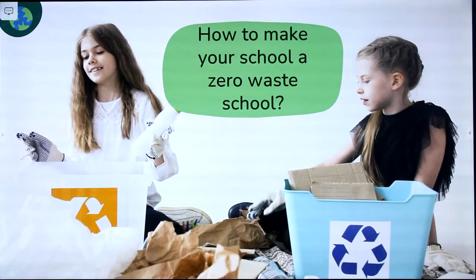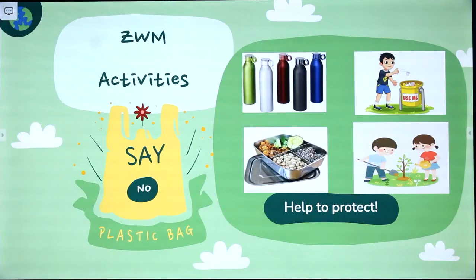Now, your school is one of the most important places where you spend most of your time. Now, how to make your school a zero waste school? First, say no to plastic bags. Use steel or metal bottles. Use a dustbin every time. Do not litter around wrappers or food in the classrooms or the corridors.